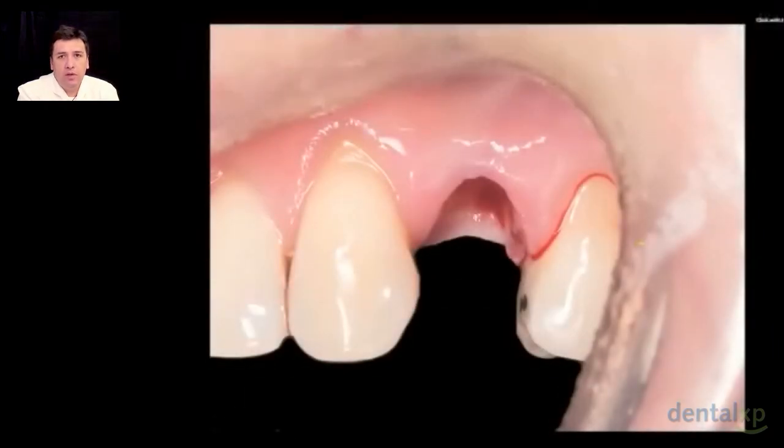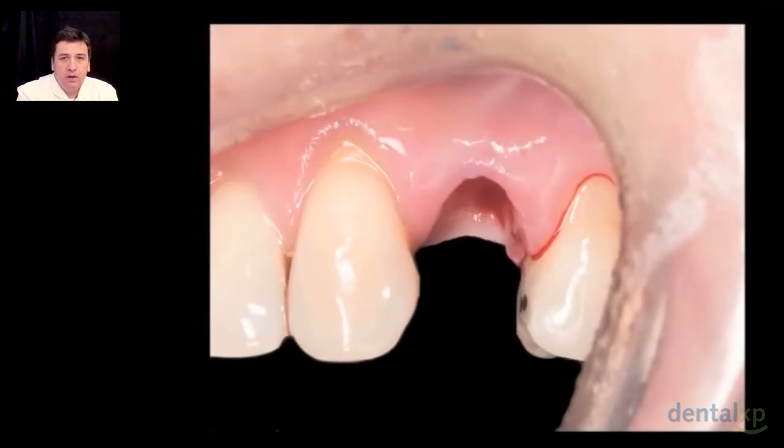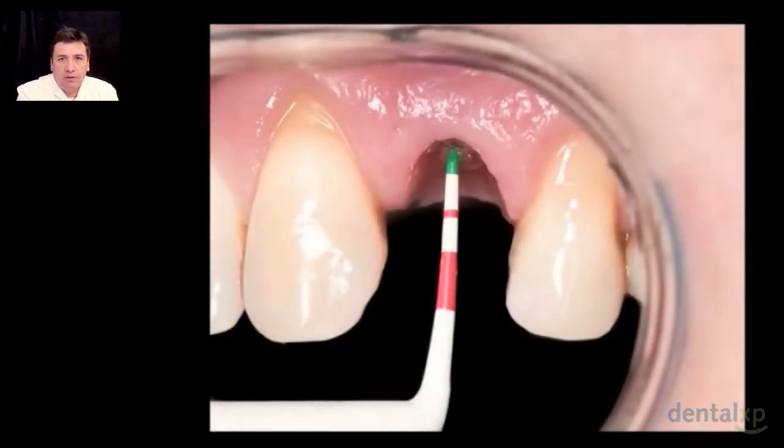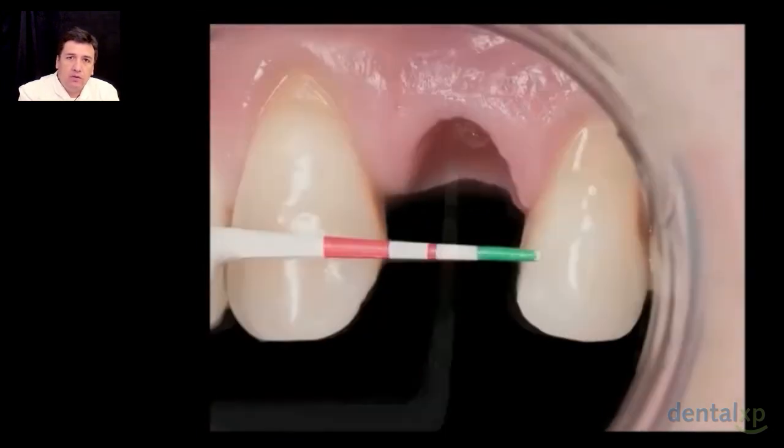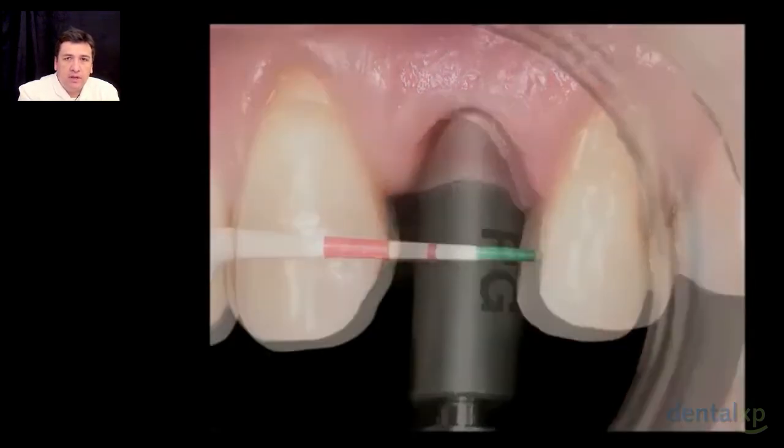After 1 or 2 months, this is the new image with the papilla in the correct position and absolutely preserved, and a good relation to the adjacent teeth. Right now, we have to decide which kind of implant we will use for this socket. So we make some little measures, and then we start to prepare the bone to receive the implant.